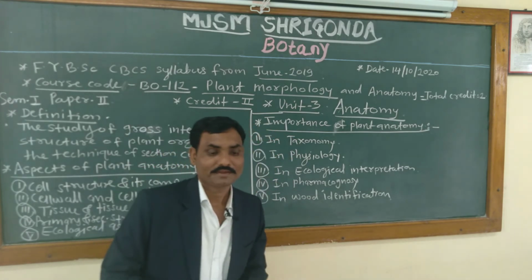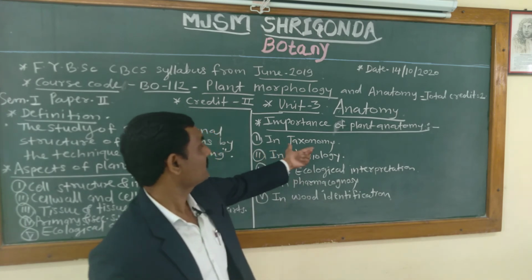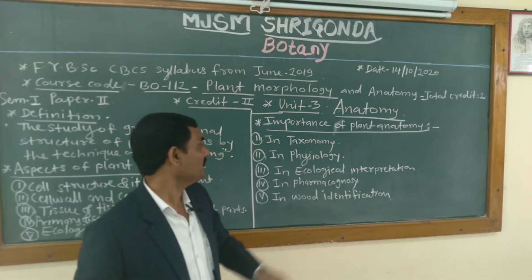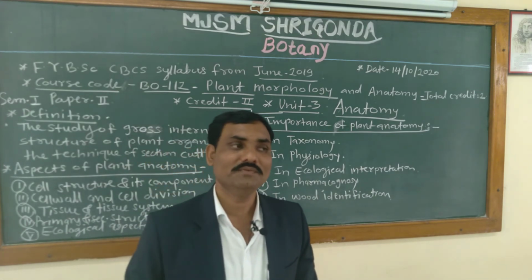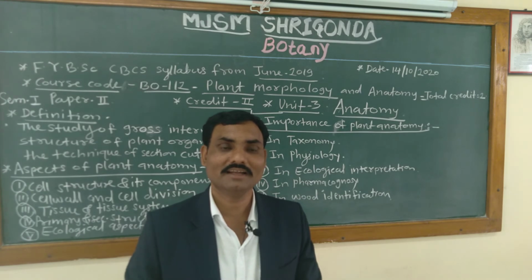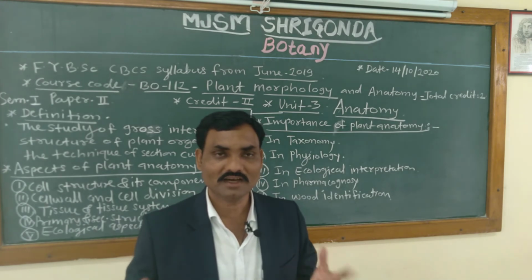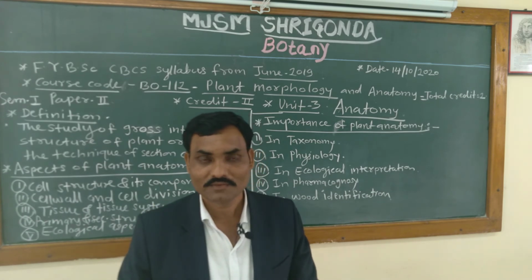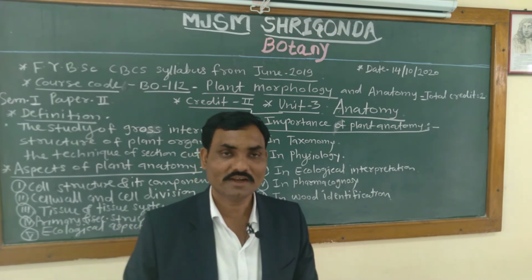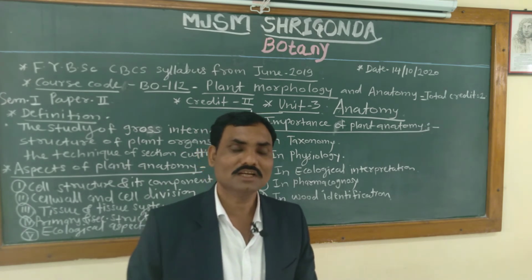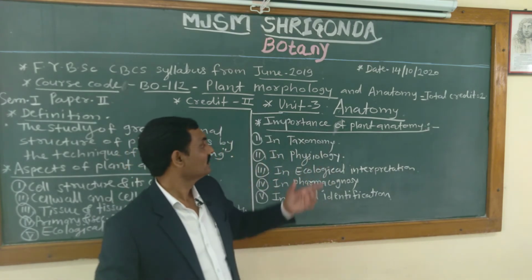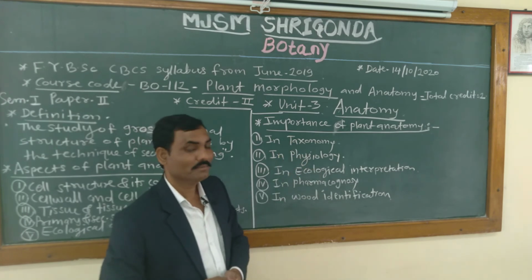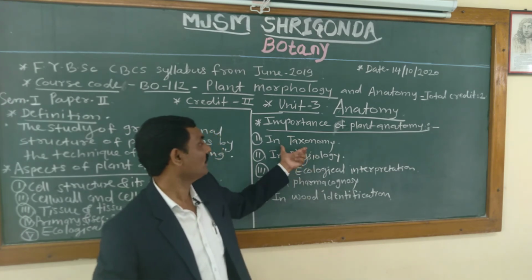Then the importance and applications of plant anatomy in taxonomy, the different aspects for the study of plant anatomy. The first is the importance of plant anatomy in taxonomy. We know that taxonomy is about identification, nomenclature and classification, and in these three factors anatomy plays a very vital role. When we take the internal anatomical structure of the root, stem and leaf, then we can understand, and on the basis of anatomy we can delimit the taxa also. In this way, plant anatomy plays a very vital role in the study of taxonomy.